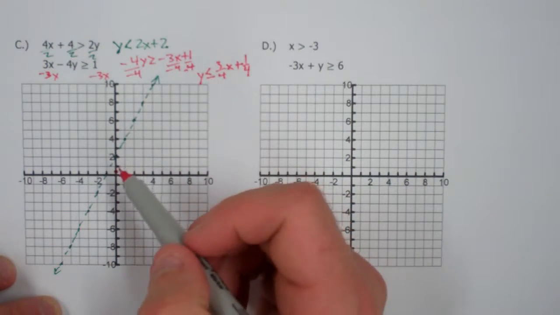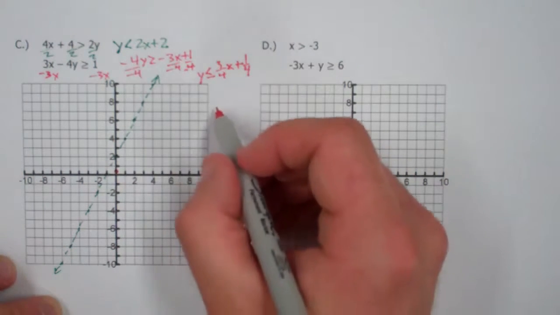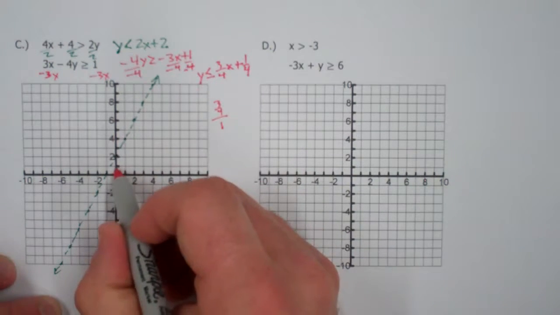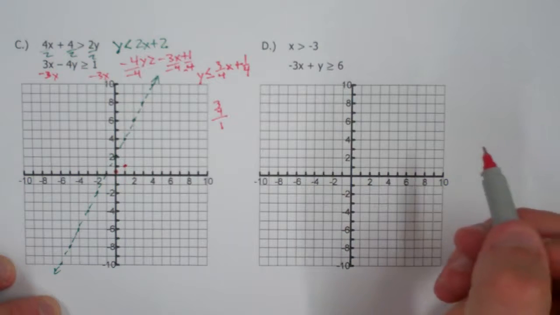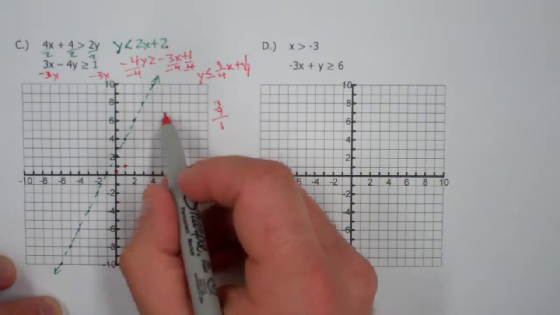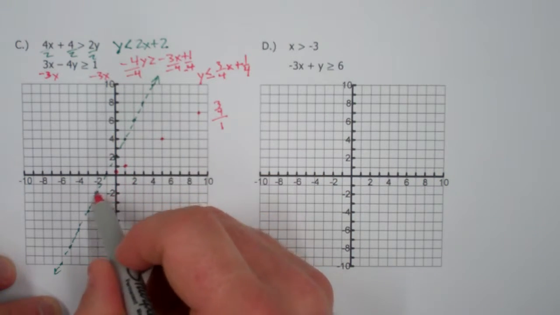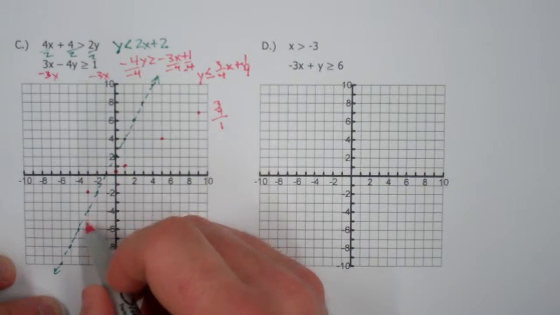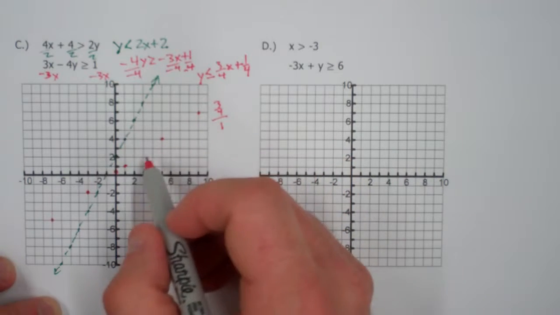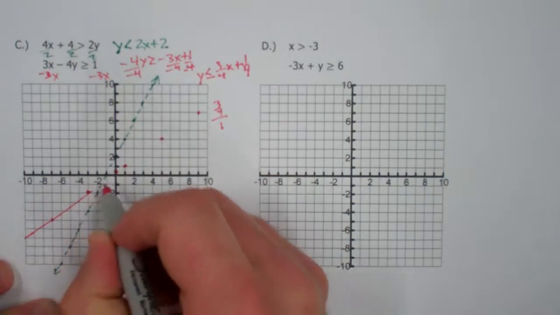And you can imagine with this one, let's make the slope 3/4 over 1. So the y is going to be up 3/4, right 1. And then we've got another point there on the line. Then we could go up 3, right 4. Up 3, right 4. And then we could go down 3, left 4, down 3, left 4, and so on. And what we'll do then is we will go ahead and draw a solid line through these.